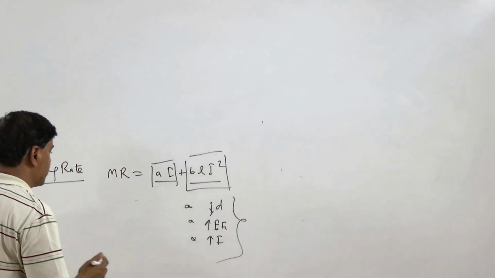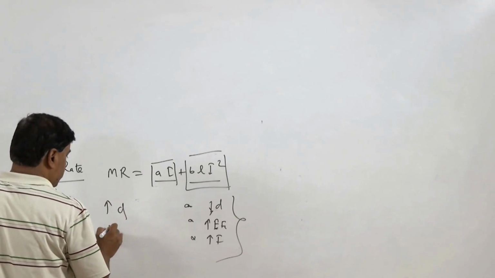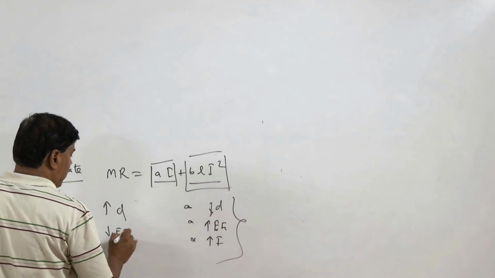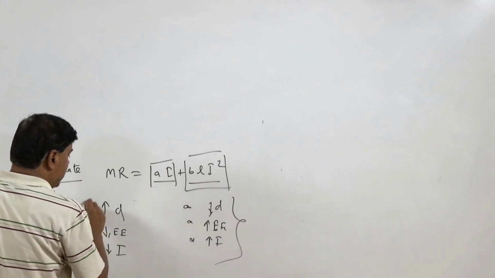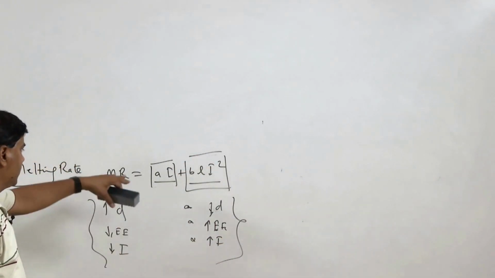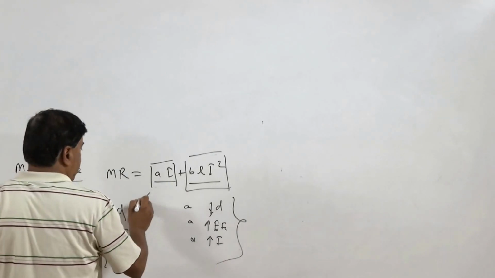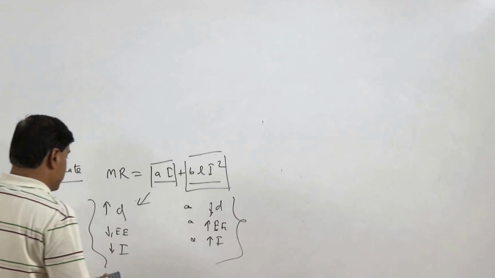If the conditions are just reversed, where the diameter is large, the electrode extension is short, and the welding current is also low, in that case the role of the second factor is somewhat reduced, and you will see that the first factor is dominating or governing the melting rate.